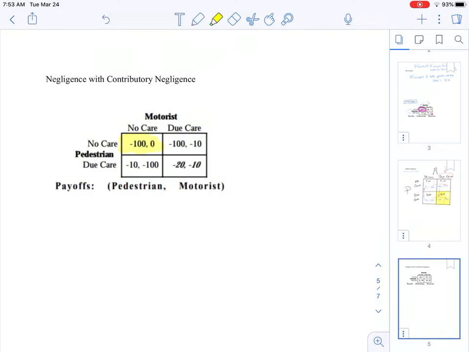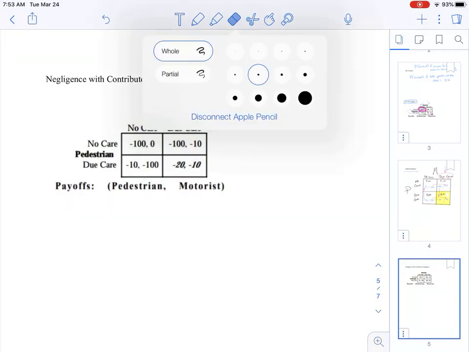In this top left corner, where nobody exercises due care, nobody incurs a cost of exercising due care, there will be an accident, and that accident cost falls on the pedestrian. It falls on the pedestrian because even though the motorist did not exercise due care and is therefore negligent, the pedestrian also did not exercise due care and is contributorily negligent, and so they can't push liability over.